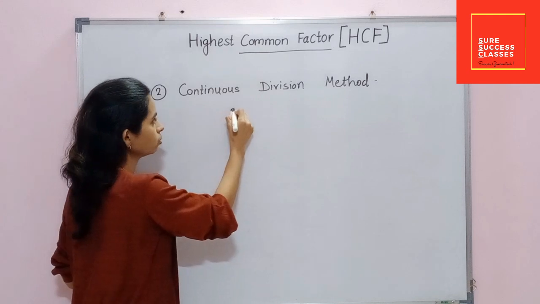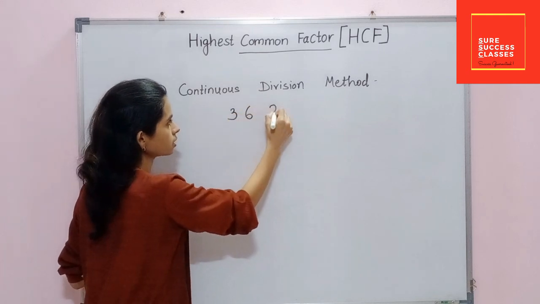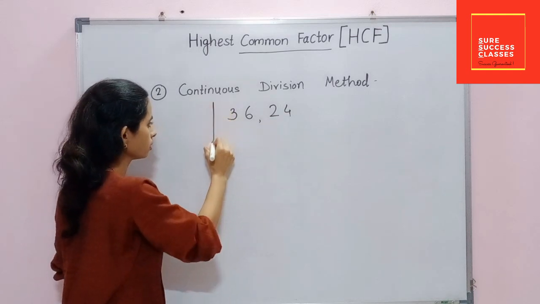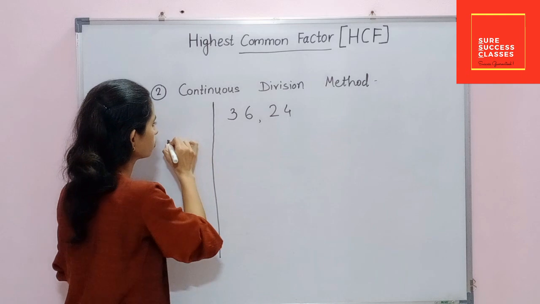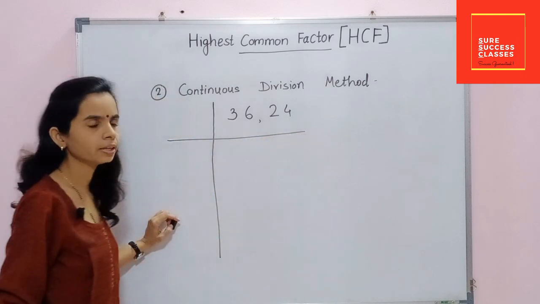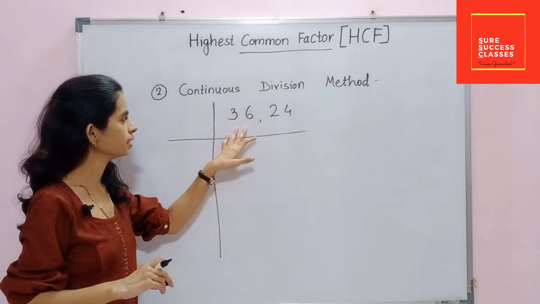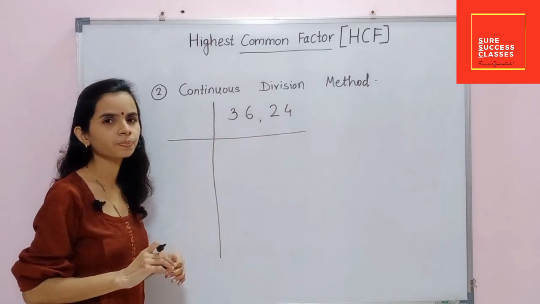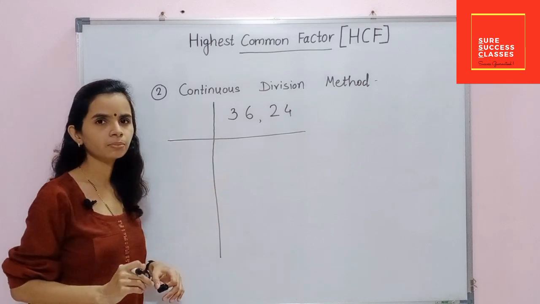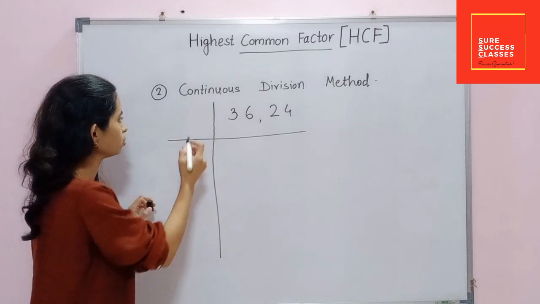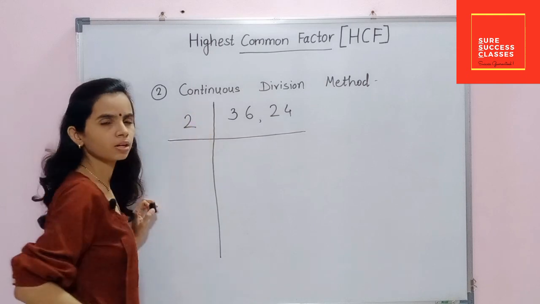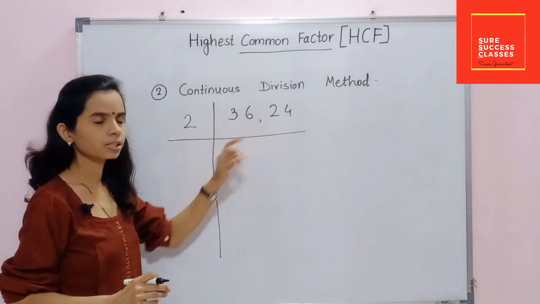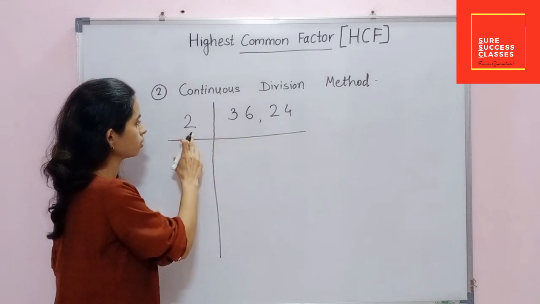Here we have to find out the H.C.F. of 36 and 24. We will write them in this way. Draw a vertical line and a horizontal line. We will put the given numbers at this place and by using divisibility rules we will divide these numbers. Here both the numbers are even numbers, so we will use the divisibility rule of number 2. 2 is the divisor and these numbers are the dividend. So let's start to divide them.